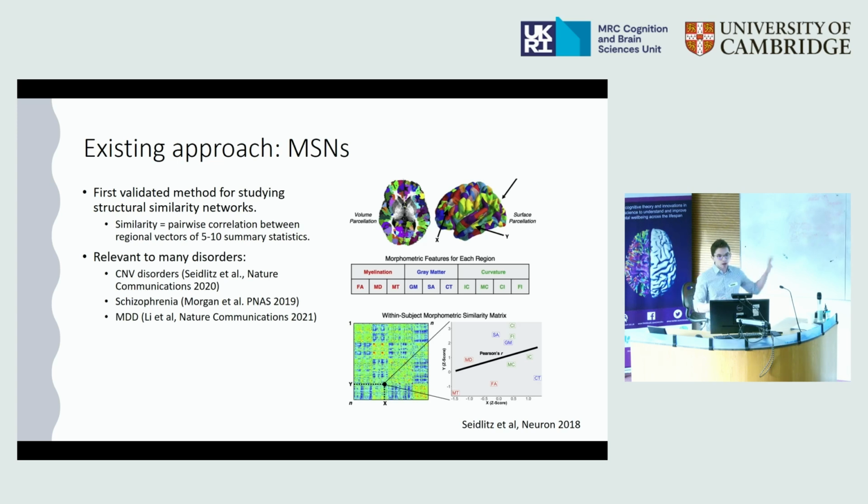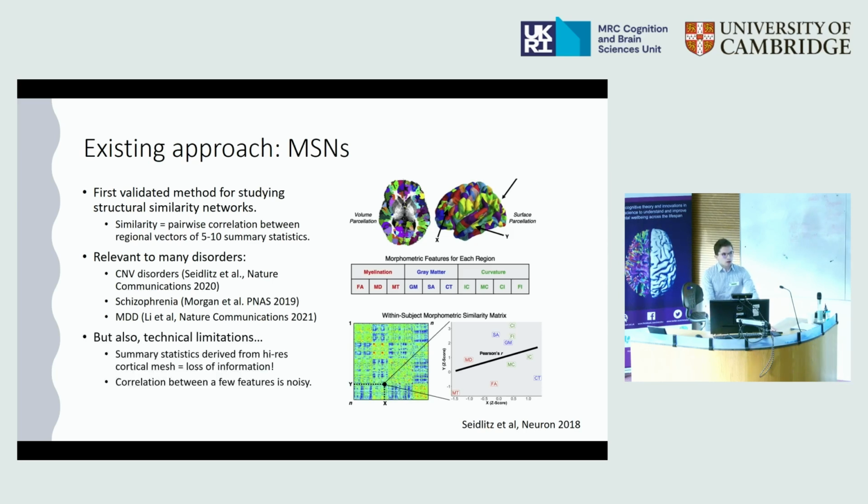That has become the method of choice for structural similarity networks and has been used quite extensively since then. It has been shown to be relevant to copy number variation disorders, schizophrenia, major depressive disorder, and so forth. So it's quite widely used. I was interested in this method, but when I started working on it, I realized that there are some technical limitations to how this method is constructed.